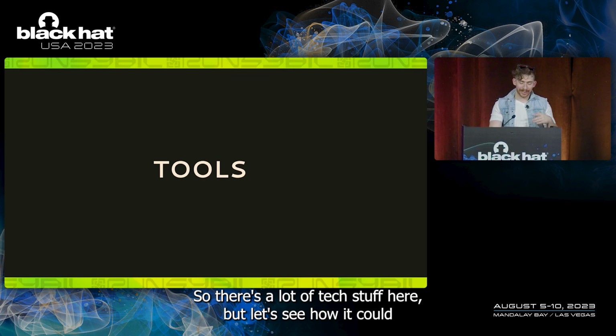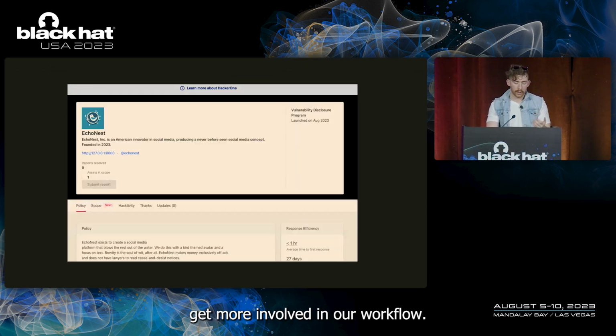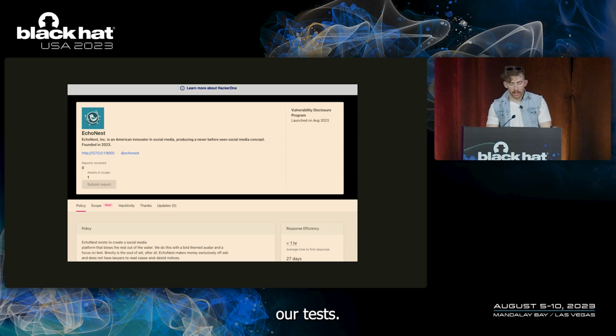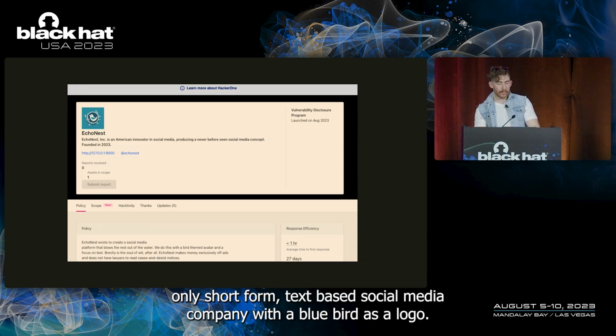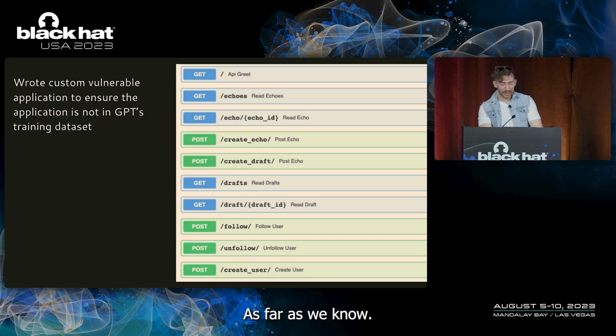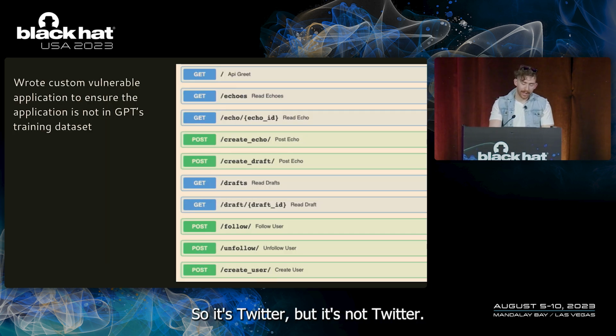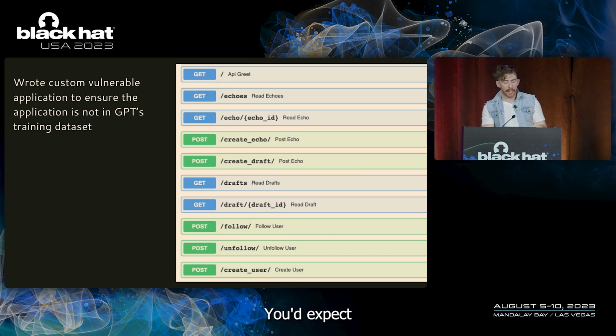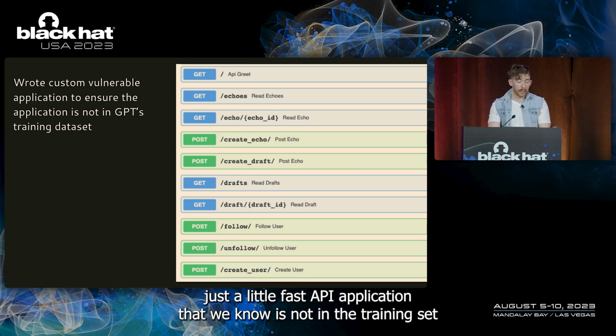There's a lot of text stuff here, but let's see how it could get more involved in our workflow. To test this, we wanted to make sure that there was no contamination in our tests. So we started, to my understanding, the only short-form text-based social media company with a blue bird as a logo. Is that right? As far as we know. So it's Twitter, but it's not Twitter. We call them echoes, but besides that, follows, unfollows, everything you'd expect, just a little FastAPI application that we know is not in the training set.